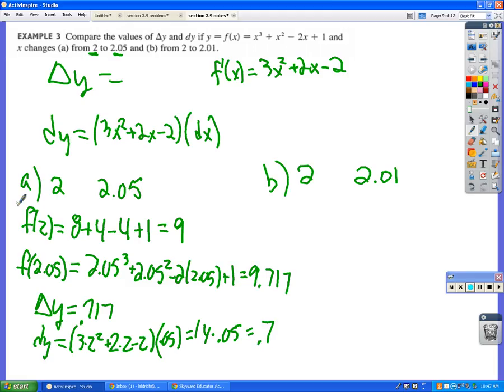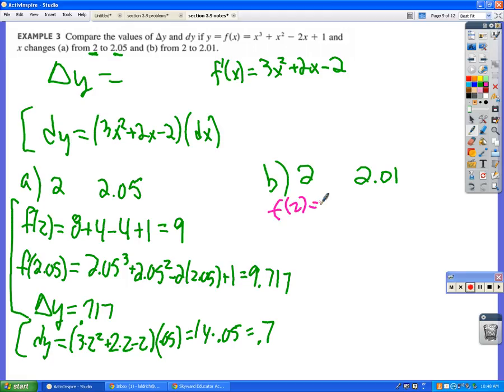So when we did the change in y this way, which took a lot of steps, because you have to plug in the x1, you have to plug in the x2, and then you have to subtract them, we got 0.717, that's the exact answer. When we did it with the derivative, which is a little bit easier, you just take the derivative and then plug in 2 and plug in the change in the x. We got 0.7, which is pretty close to the answer we were expecting. So basically, it's just another way to do it. Okay, so let's play again with these things over here.